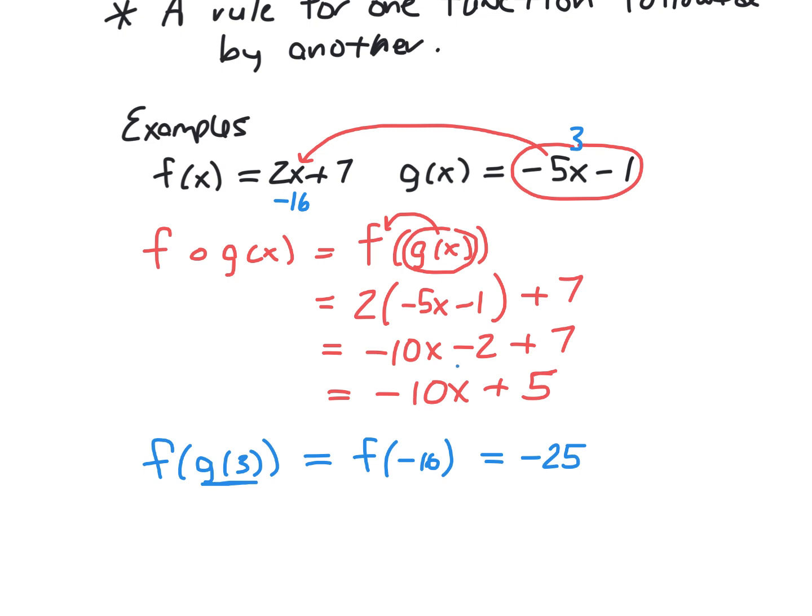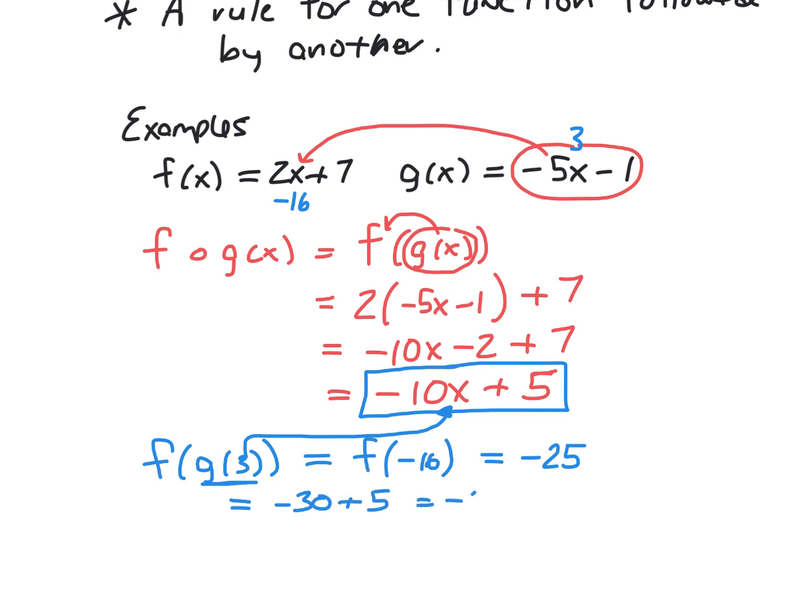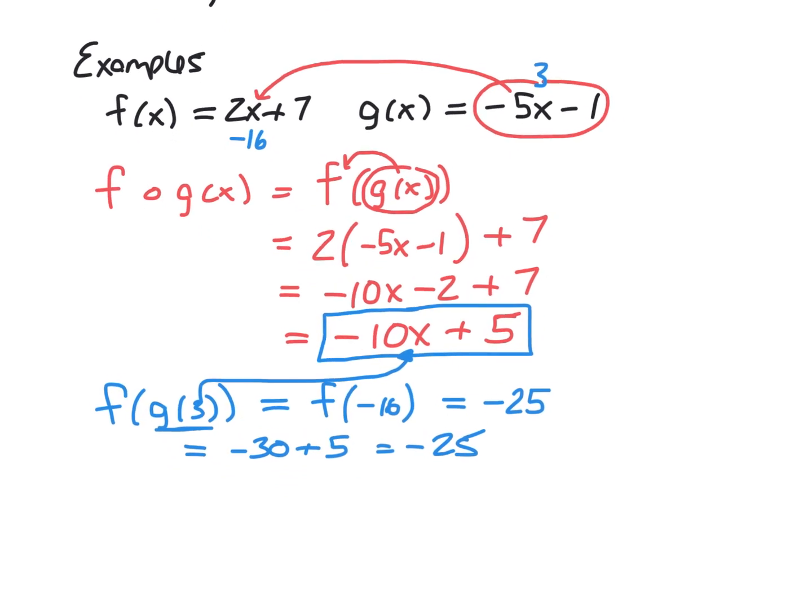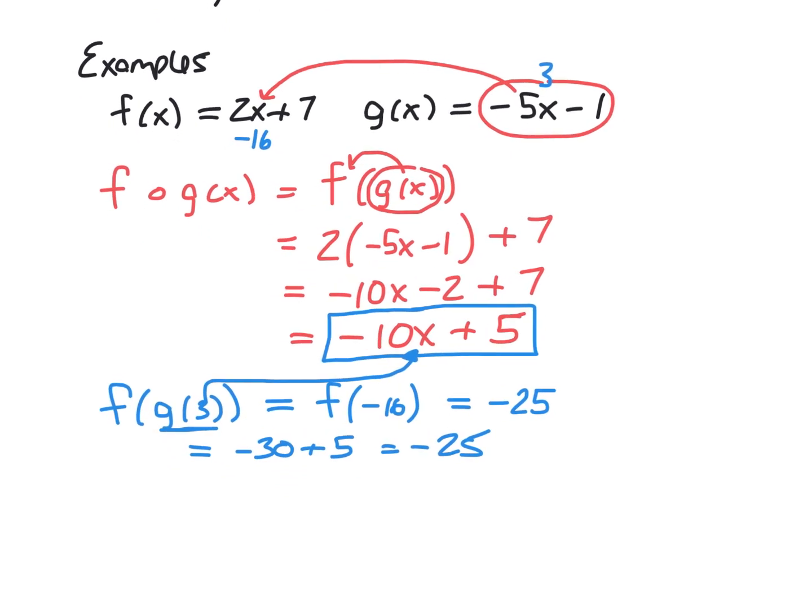What we just did here is we developed a rule for doing f of g of x. So to do f of g of 3, I should be able to just directly plug 3 in for that rule. I would have negative 30 plus 5, which is negative 25. So we're developing a rule for doing the g function followed by the f function. Now, order is important when you do this.